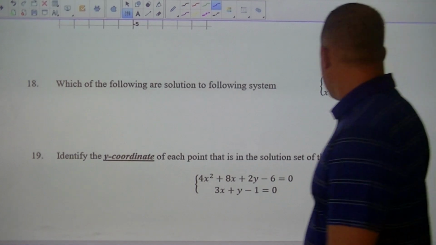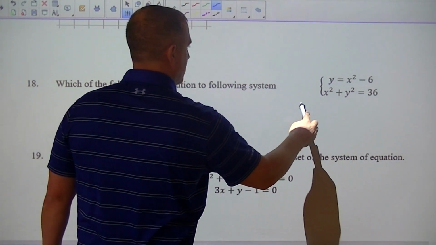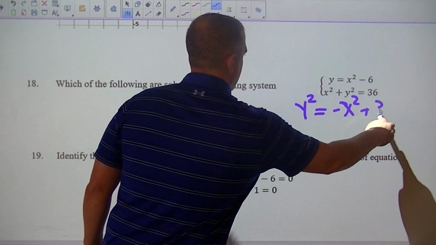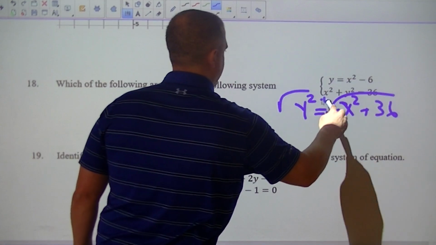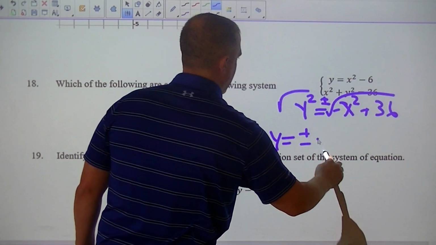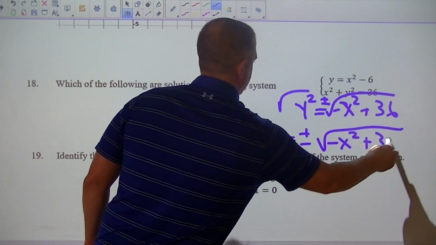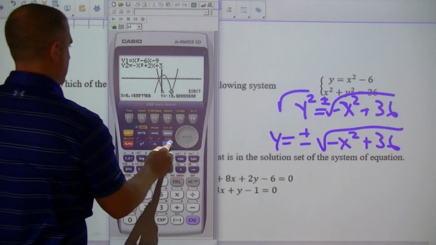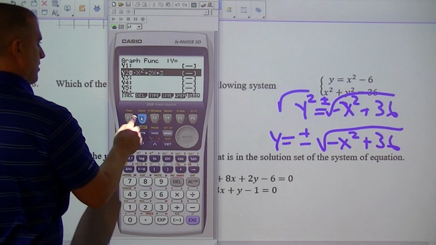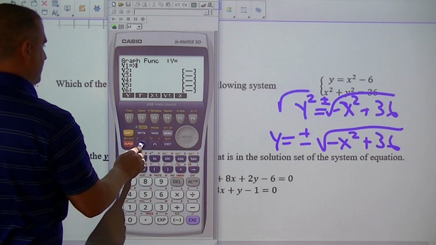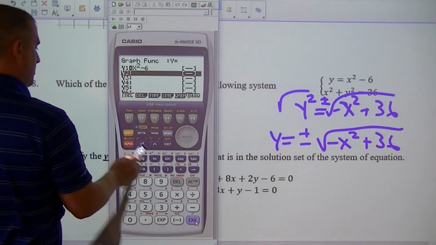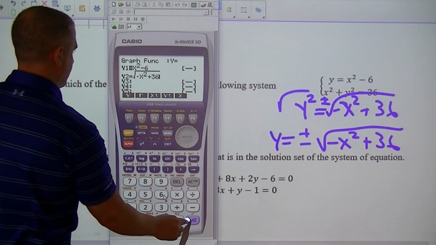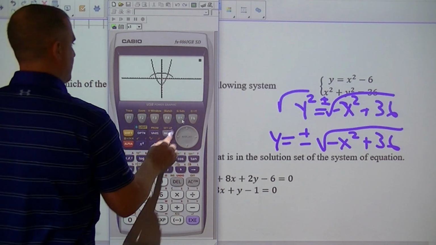Okay. What I want to do, this one's already in y equals. This one would be y squared equals negative x squared plus 36. All right, I would take the square root of that with a positive and a minus. So what I'm going to have to enter is a positive square root of negative x squared plus 36, and then a negative square root. Okay, so very simply, I would type in x squared minus 6, and then I would do positive square root, negative x squared plus 36, draw, G solve intersect.